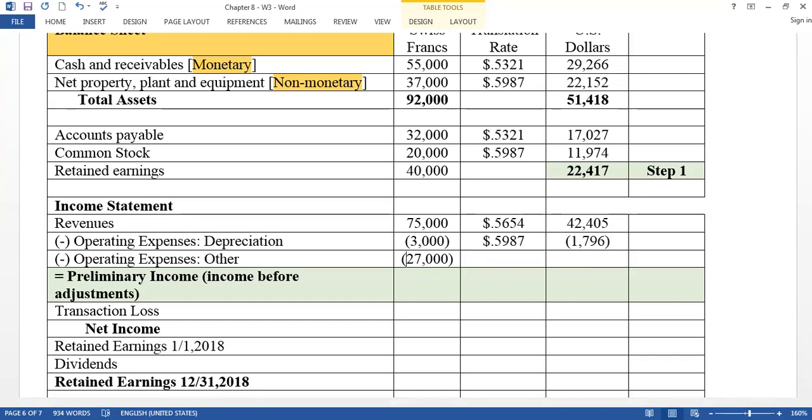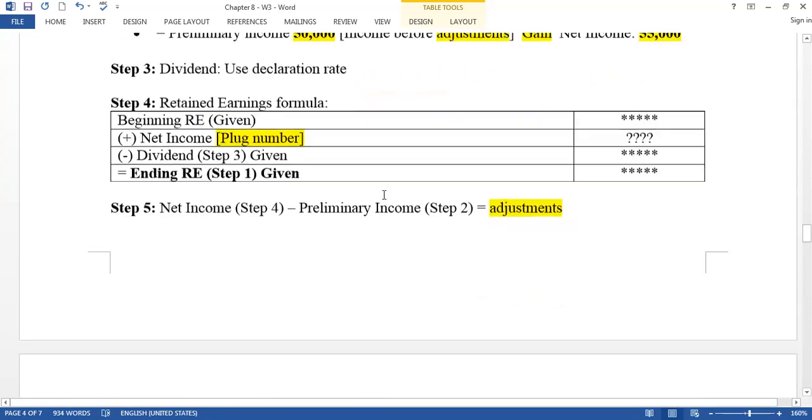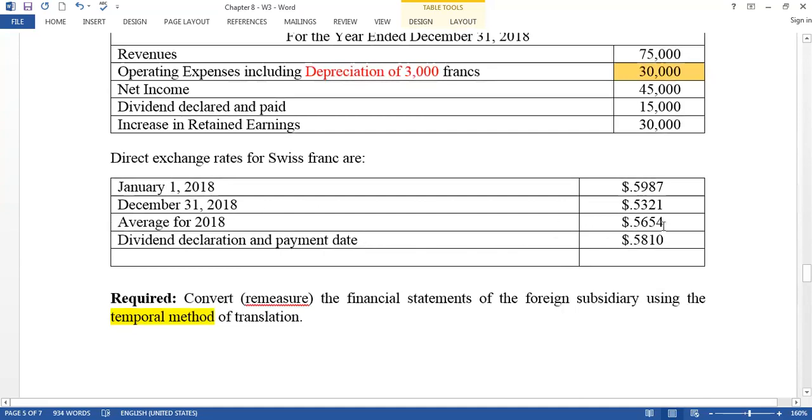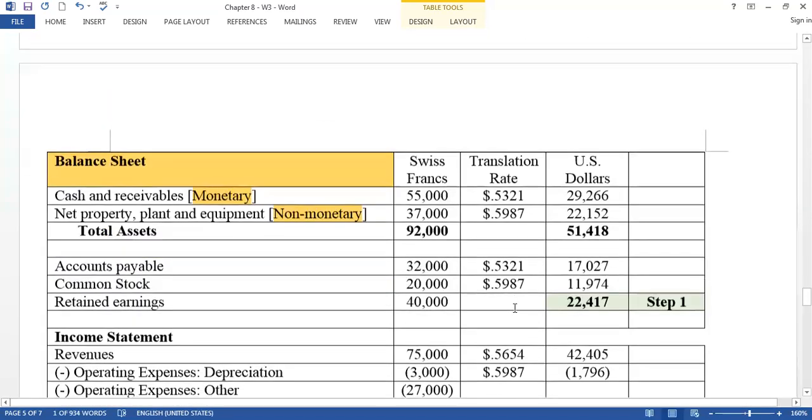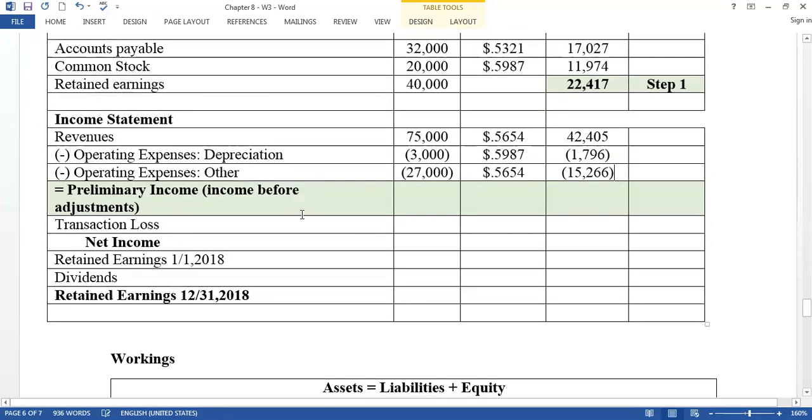And other we use the average rate. And the amount is 15,266. Now we calculate preliminary income, that means income before adjustment, and when you translate it, it is 25,340.